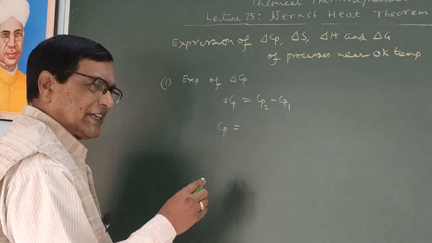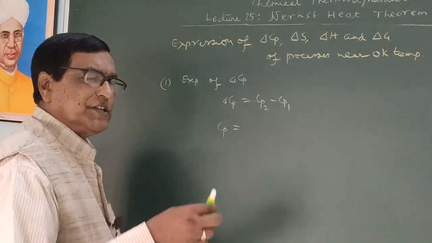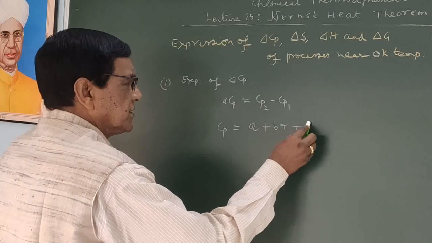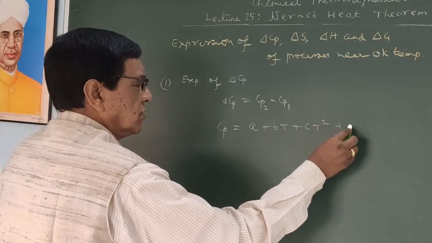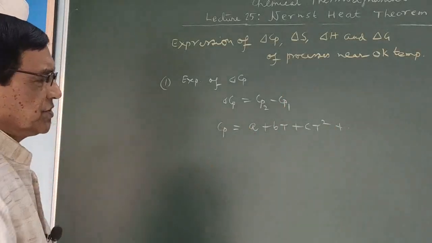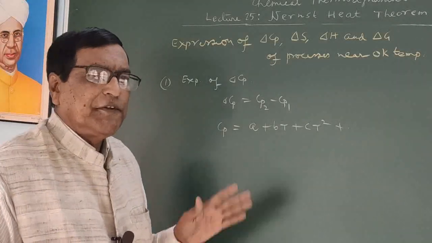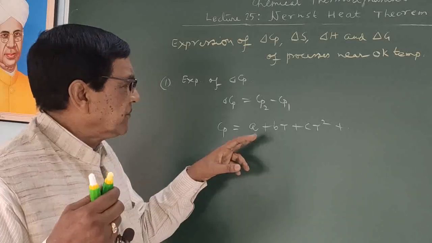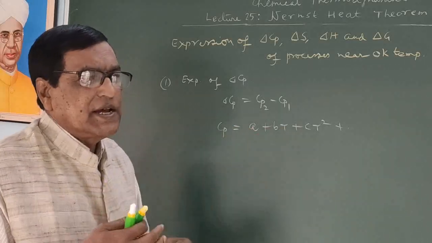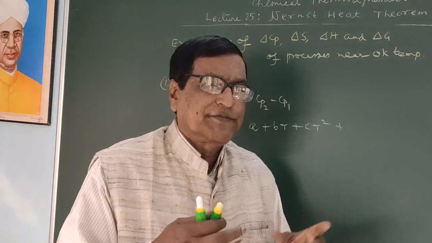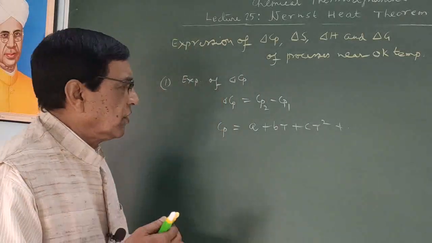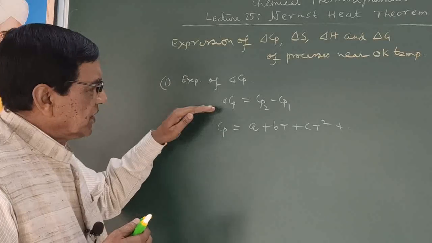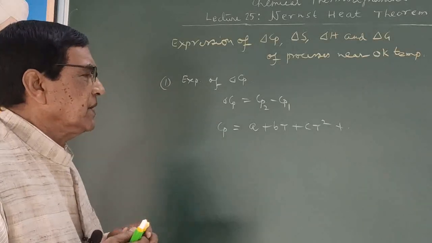Cp can be expressed in terms of a power series of T, say A plus BT plus CT square plus so on, and this is the power series of T, or sometimes also called the virial form of Cp. And A, B, C are the characteristic constants of the substance for which the molar heat capacity is Cp.